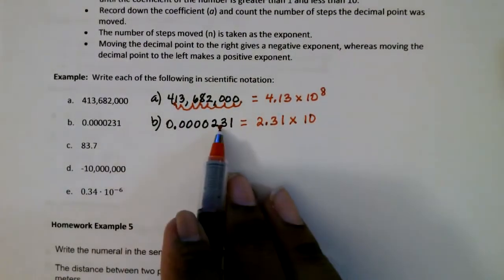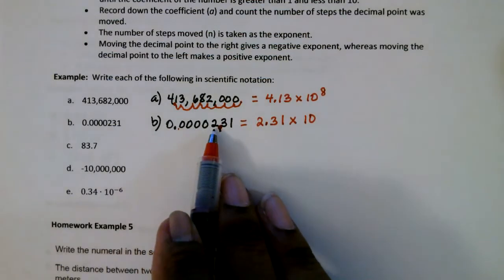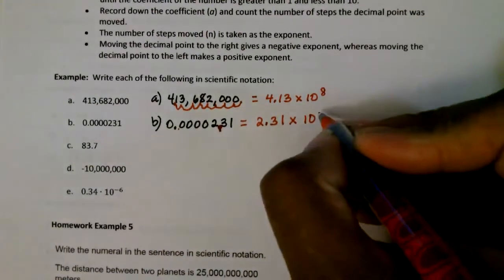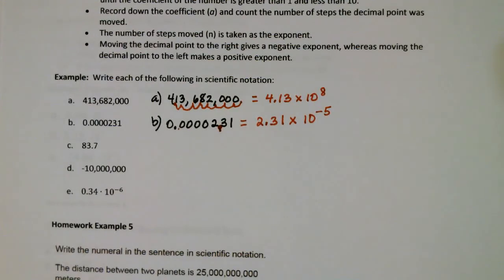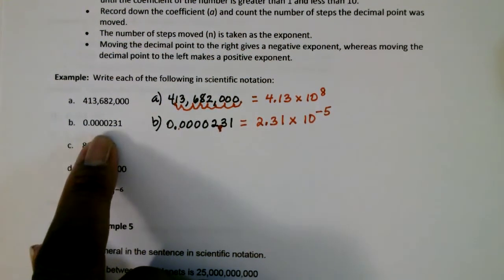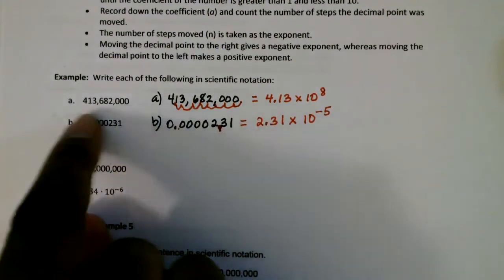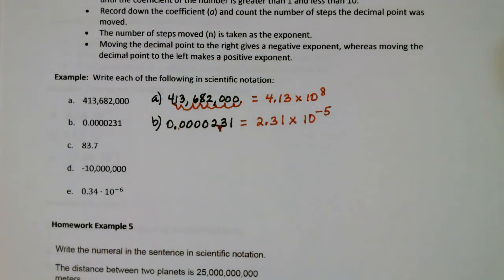From this decimal point to this decimal point that I place here, how many digits do we see here? There are 5. And we move to the right. So that means the exponent has to be negative. Another thing that you can think about is this. If you have a decimal like this and you convert it to scientific notation, the exponent has to be negative. If you have a whole number like this one, your exponent for the power of 10 will have to be positive when you're converting it to scientific notation.